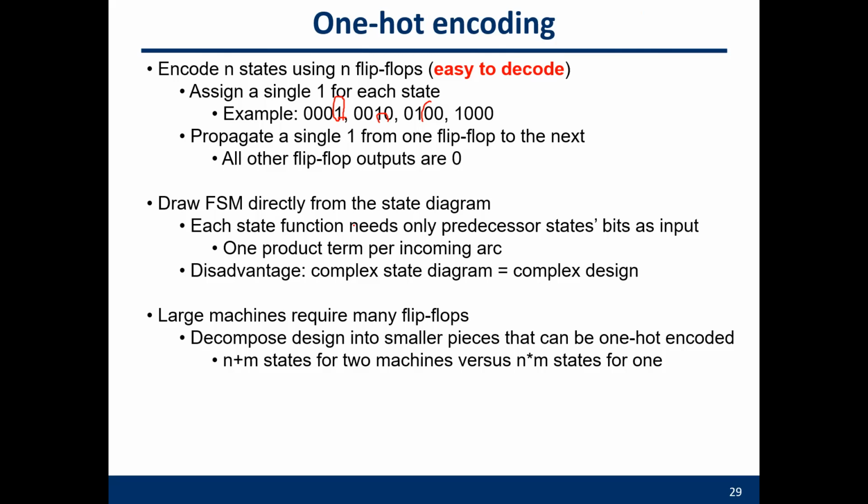We can draw the finite state machine directly from the state diagram. Each state function needs 1 state bit as input, 1 product term per incoming edge. The disadvantage is, of course, when we have a complex state diagram, this means a complex design. We will have a larger hardware overhead. We will consume more gates. And the larger machine, of course, requires more flip-flops because you have more states.